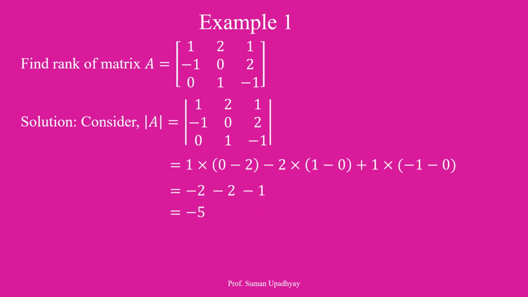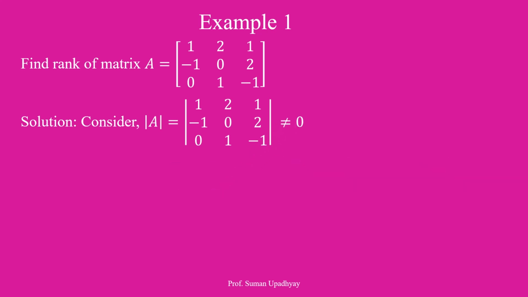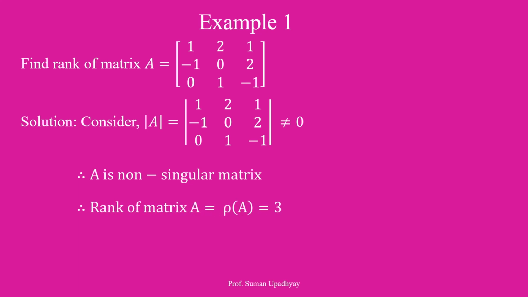So we got the value of the determinant as -5, which is not equal to 0. Therefore, we can conclude the largest square we got here is 3 by 3, which is non-vanishing. Non-vanishing means it is not equal to 0. Therefore, we can say we got the largest square and it is of order 3 by 3. Therefore, we can conclude the rank of this given matrix is 3. And one more important point you can note here is that the determinant of A was non-zero. Therefore, A is a non-singular matrix. And whenever we have a non-singular matrix, its rank is equal to the order of the given matrix. Therefore, the rank of the matrix is going to be 3.